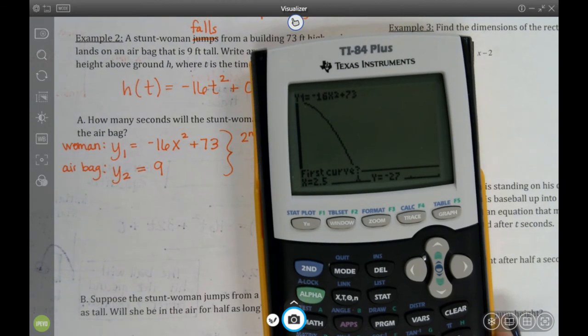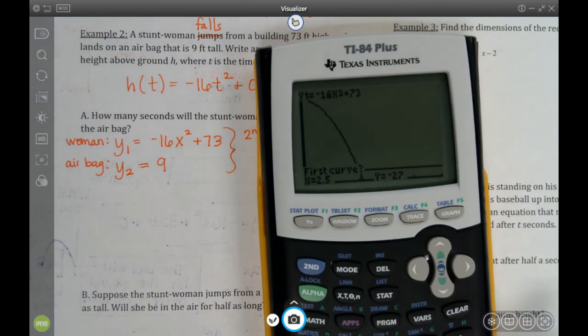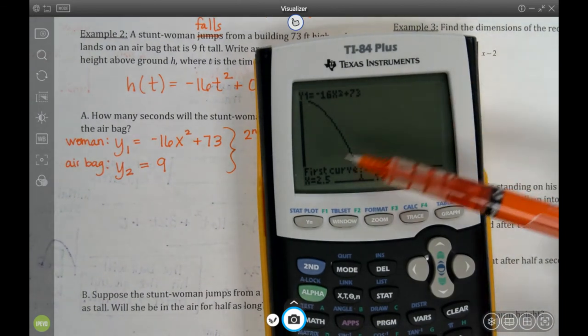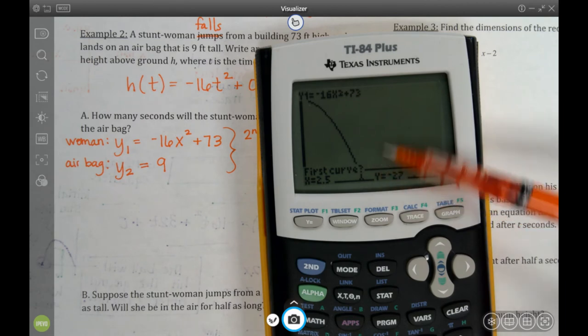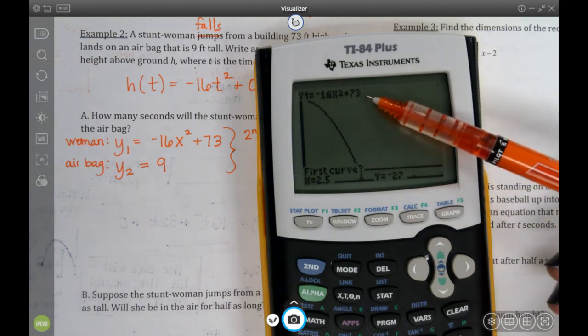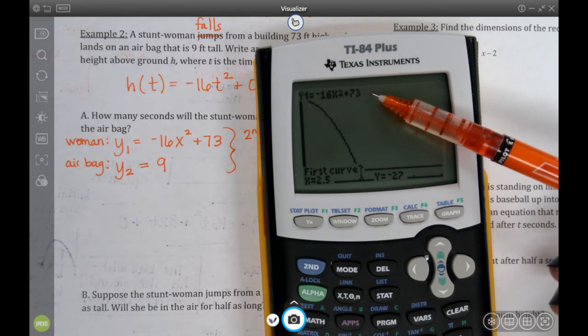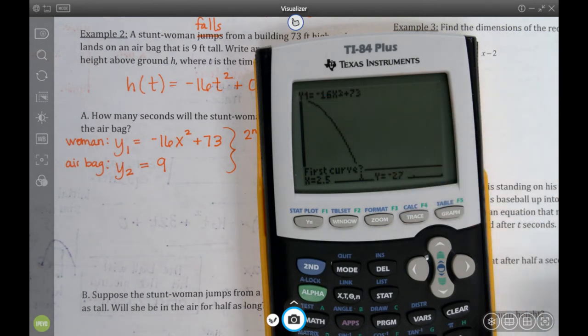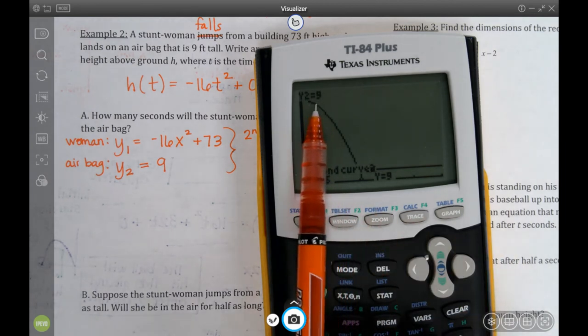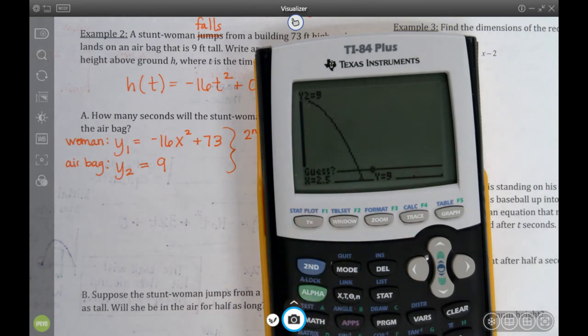And then again, it's going to ask me some questions. But just think about what it's saying. It's saying first curve, question mark. And then up here it says y1 equals, and then it's all the stuff we typed into y1. Well, that is our first curve. That's the stunt woman. So we want to use that one. So hit enter. The second curve is y2, which is 9. We did that correctly. Enter. Again, you can guess, but you don't have to.